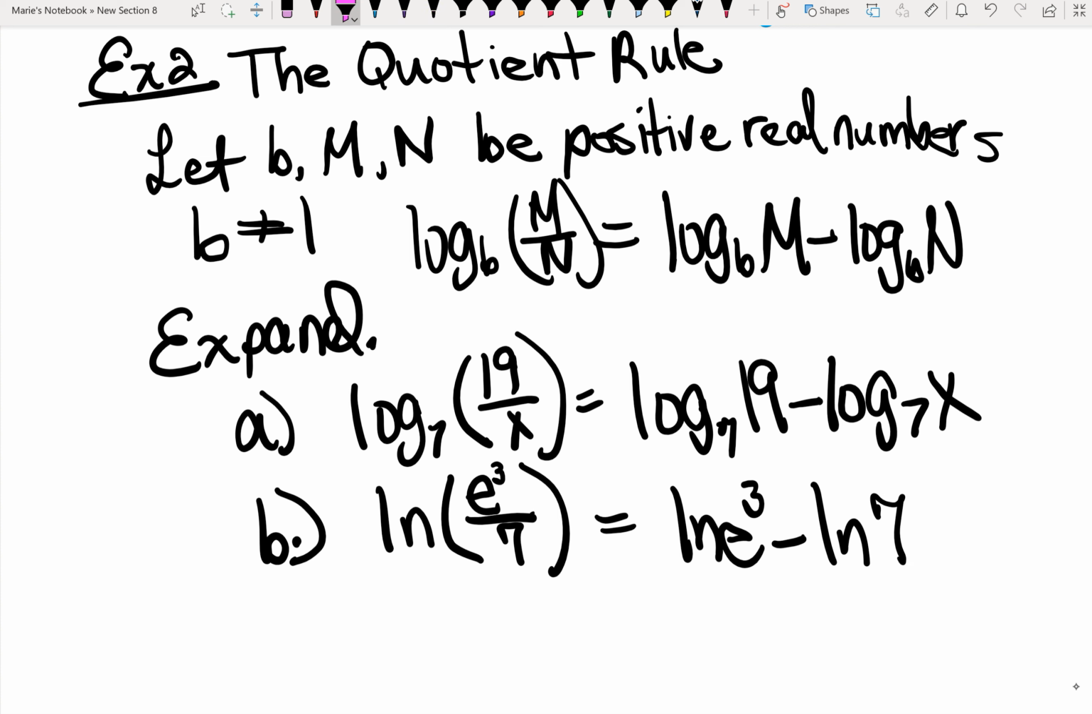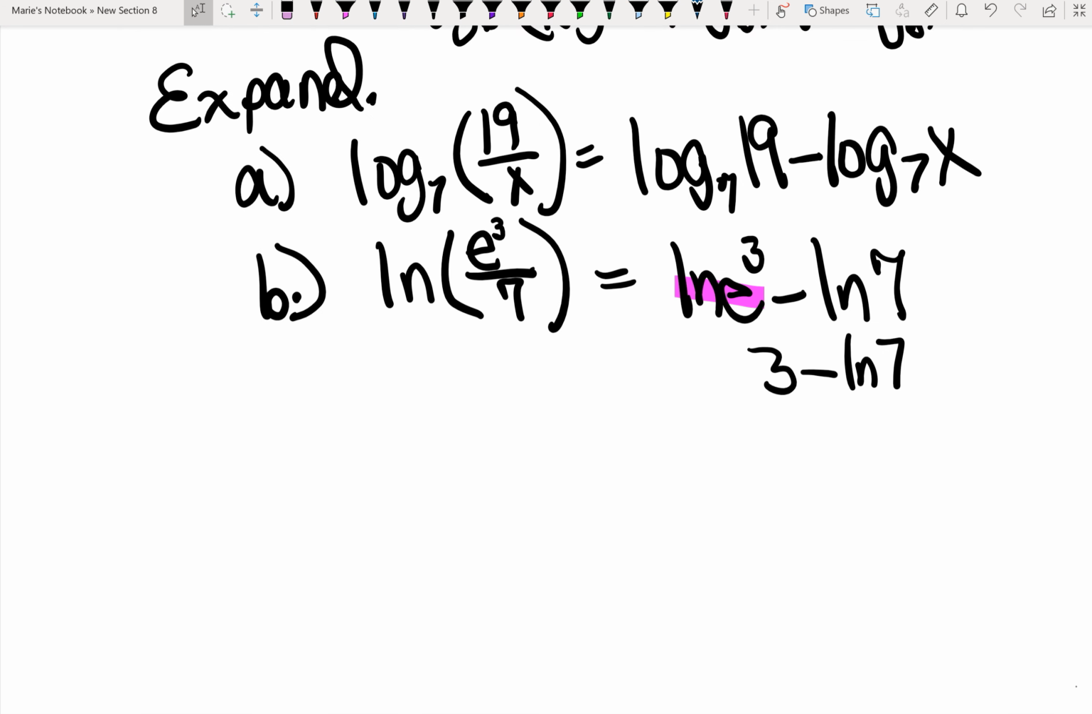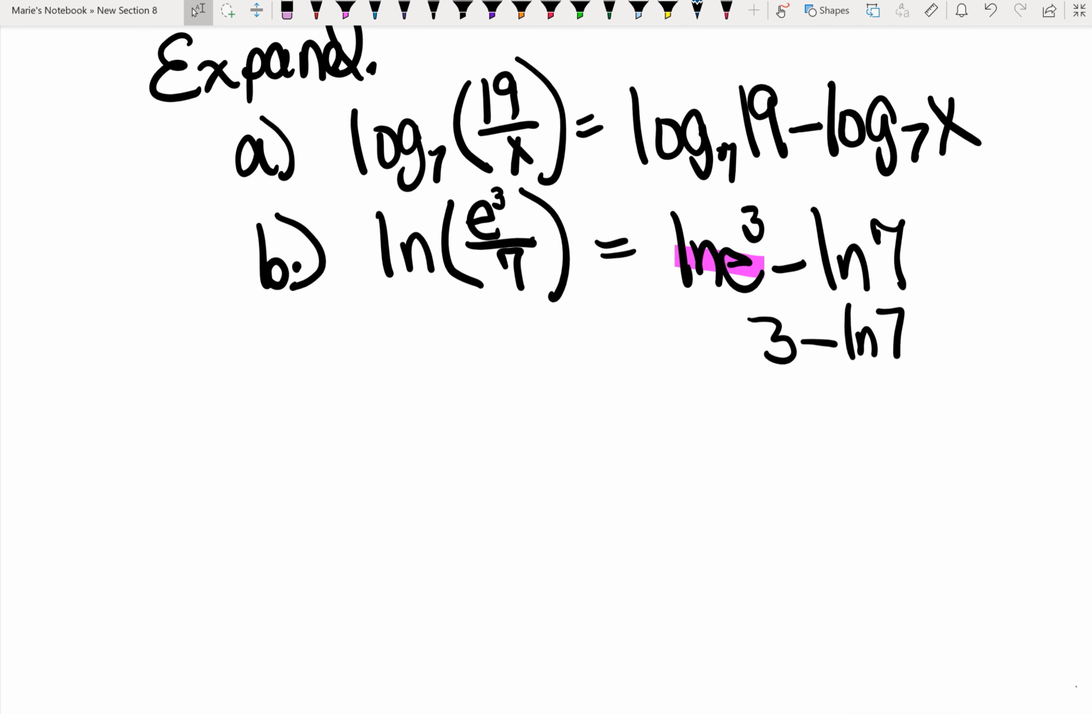What happens is natural log and e will cancel. And the result of this is basically going to be that you're left with 3 minus natural log 7. Okay, and that's a condition of natural log and natural base e. So let's do these two just for good measure and make sure that we're in a good place.